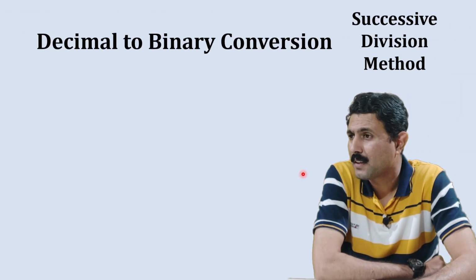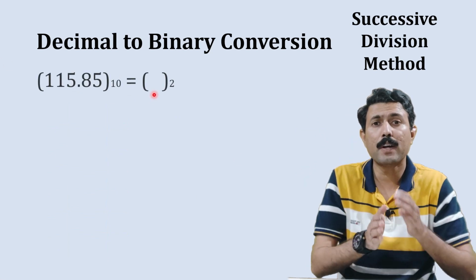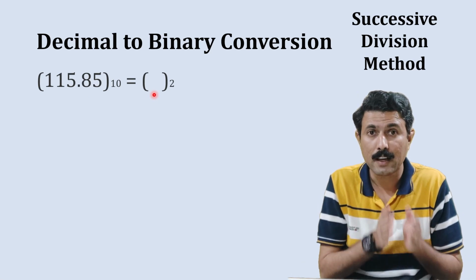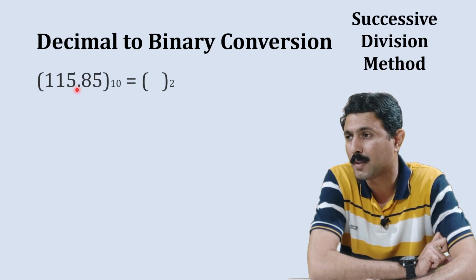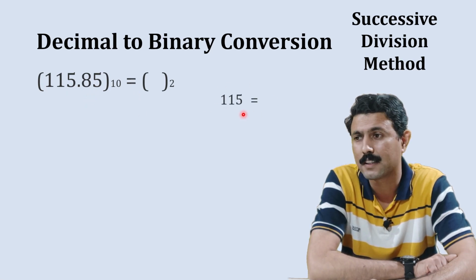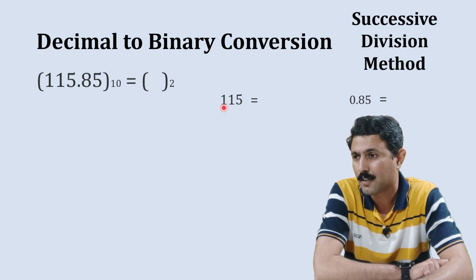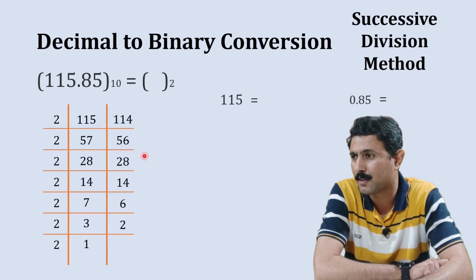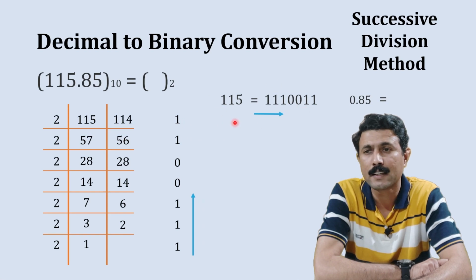And now in the next method, we are going to convert this fractional number into binary. When we want to convert a fractional number to binary, again we are supposed to split it in two parts. One part is on the left hand side of the point and the other is on the right hand side of the point. The left hand side part is 115, and the right hand side part is 0.85. First we solve for this 115. We have just calculated 115 and the answer we got is 1110011. So the binary conversion of 115 is like this.